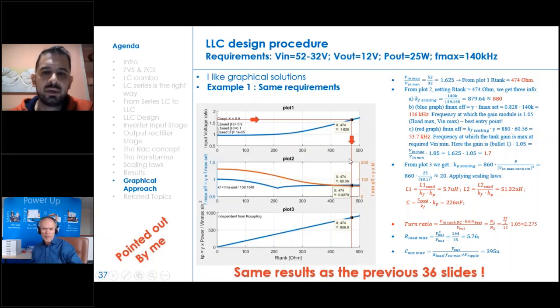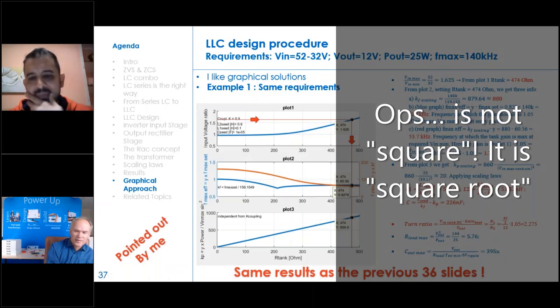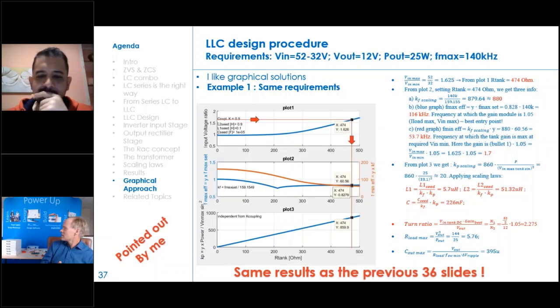You see here. From the second plot, we get three main pieces of info. The first is the frequency scaling factor that is given by the ratio between the maximum frequency set, that is 140, over 160. Who is this 160? It is once again the resonance frequency imposed by L1 and C, so it's 1 over 2 pi square root of L1 C. Here, this value you can see is something around 880. It is the same we got before.